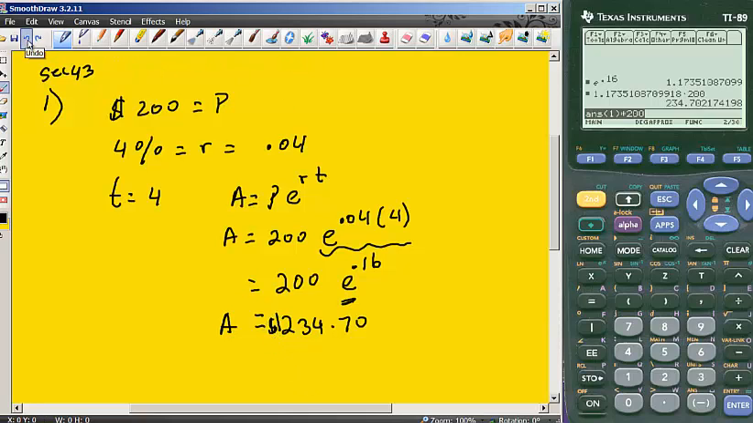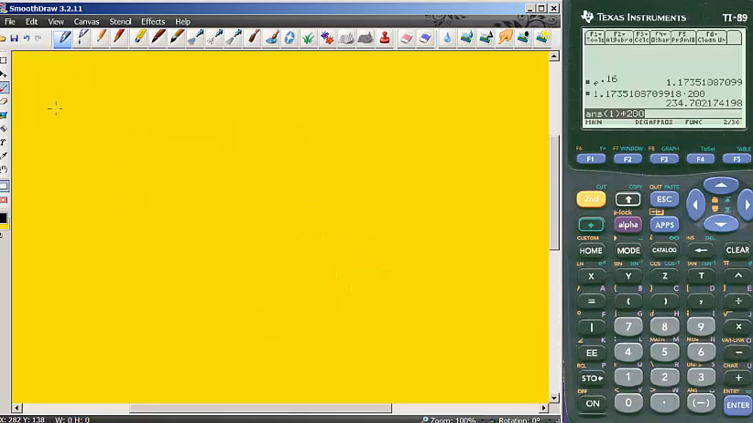So this is the dollars, and we always round to cents, so 2 places. All right, that was easy. So let's go to section 44, where things get a little bit more complicated. This is section 44, and number 1.